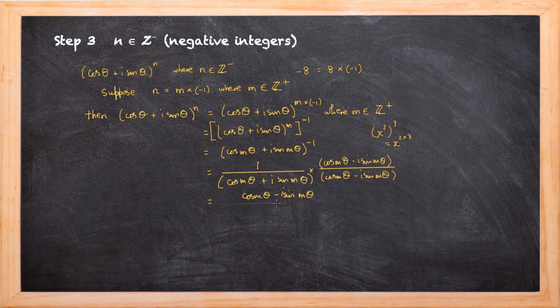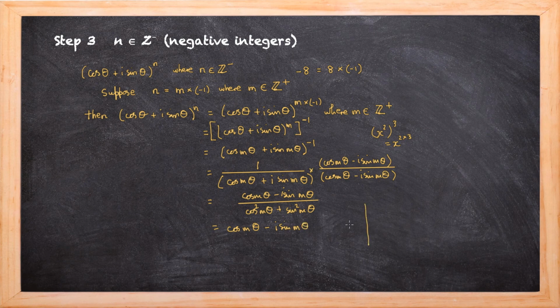And on the bottom of the fraction, multiplying these two together, the inside-outside terms disappear, and we've got cos squared m theta plus sine squared m theta. And that gives us 1 on the bottom. So we just get cos m theta minus i sine m theta.